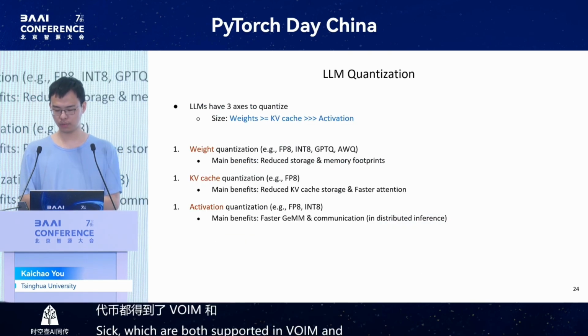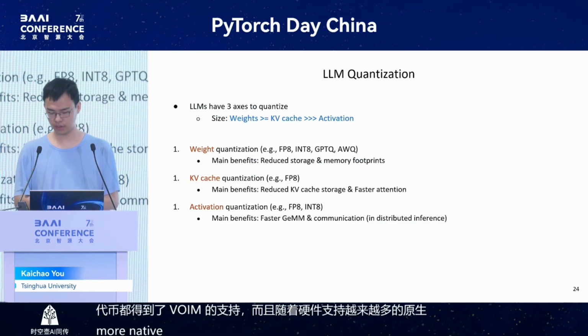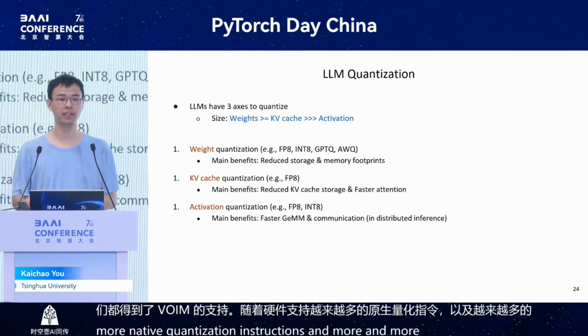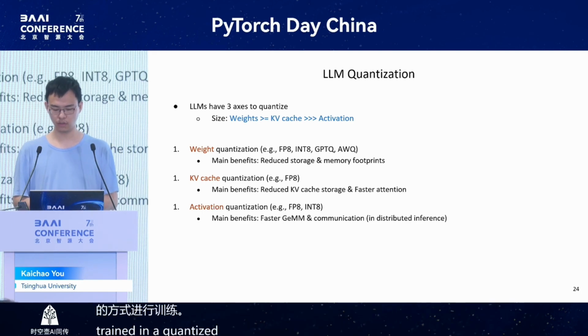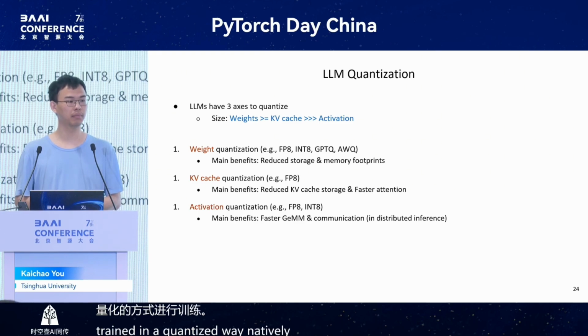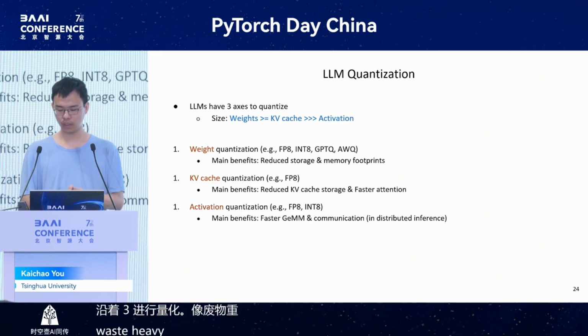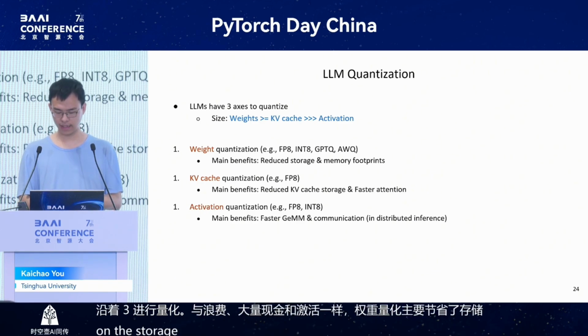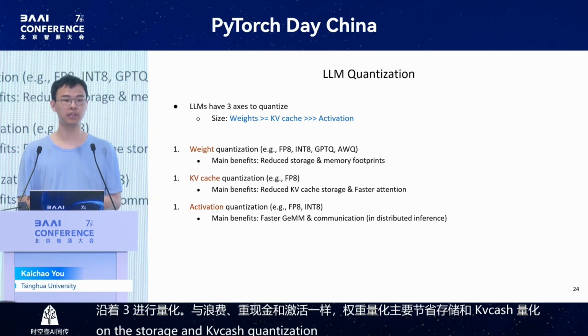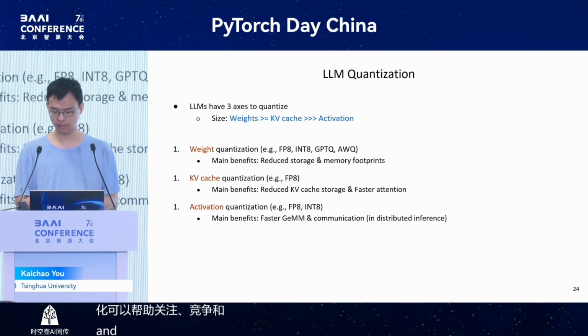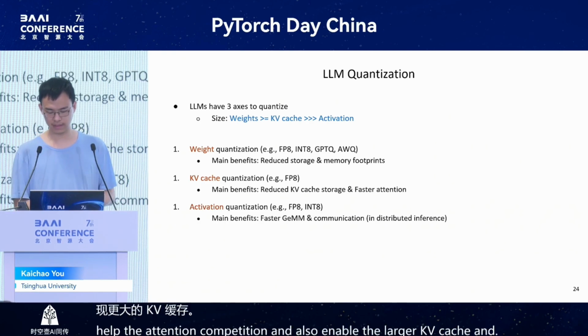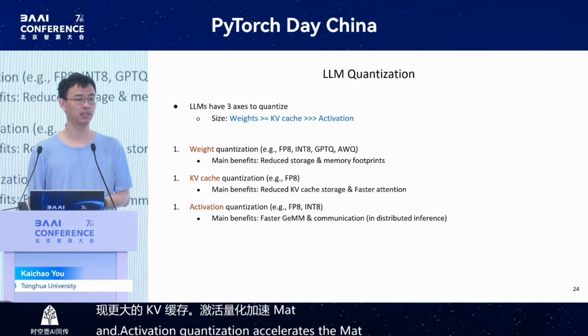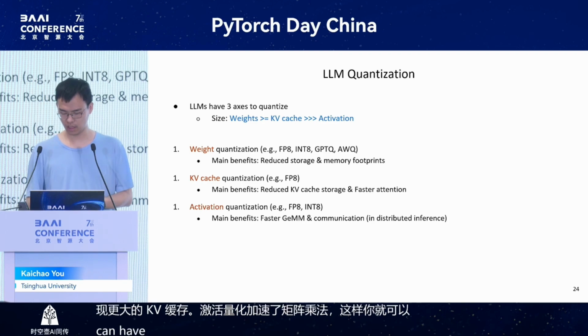And as hardware supports more and more native quantization instructions, more and more models are trained in a quantized way natively. So an LLM can be quantized along three dimensions: the weights, KV cache, and activations. Weight quantization mostly gives savings on storage, and KV cache quantization can help the attention computation and also enable a larger KV cache. Activation quantization accelerates the matrix multiplication so that you can have faster computation.